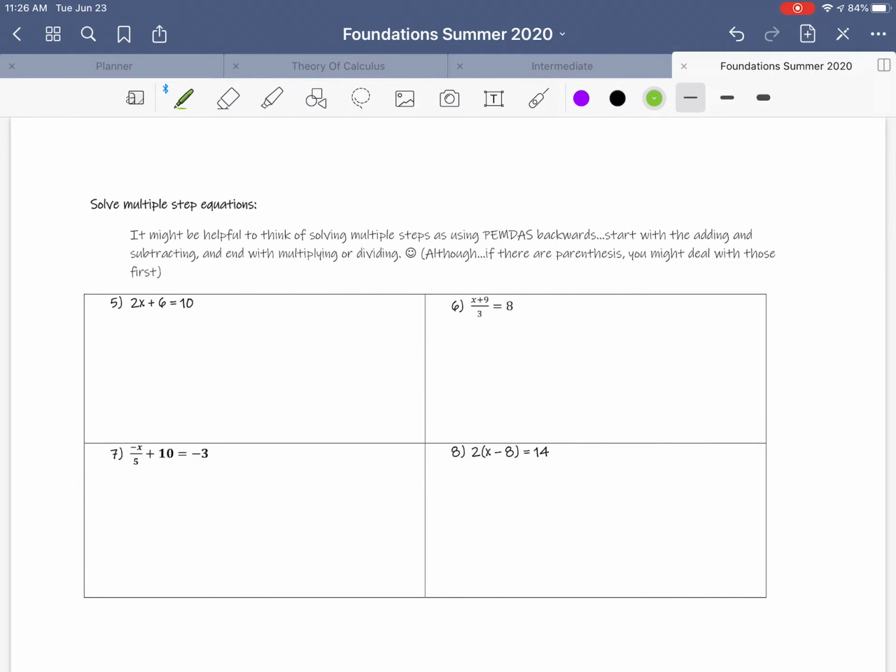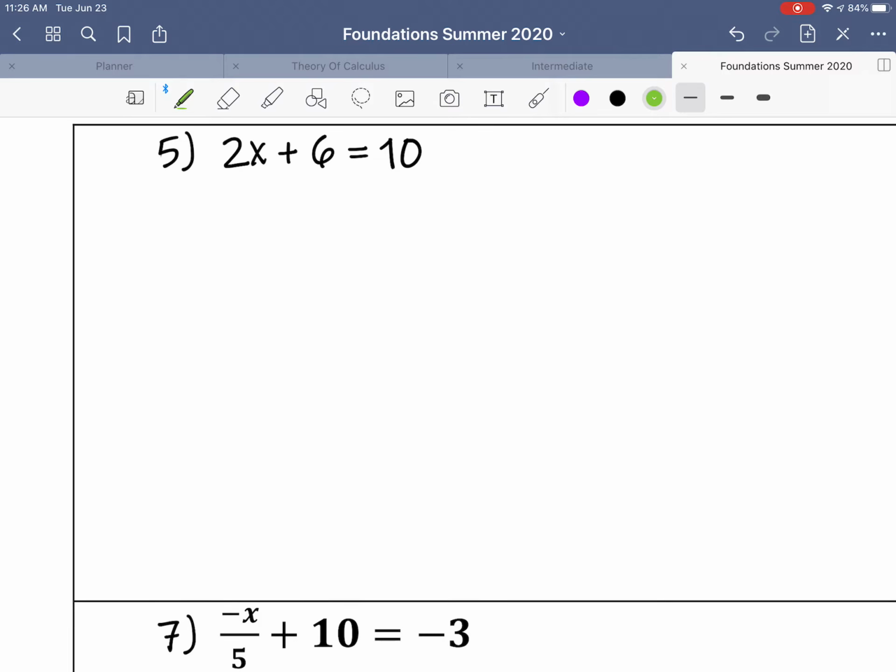Here's multiple steps solving. You can kind of think of this like PEMDAS backwards. So we're undoing PEMDAS. That's not like a rule or anything. It's just something that I've observed. You're starting with addition, subtraction. You're ending with multiplication, division. Not always, just usually that's what's happening. And here's an example of that.